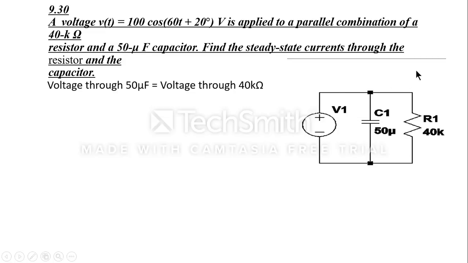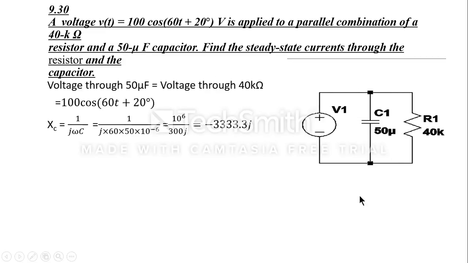Since it's a parallel combination circuit, the voltage across the capacitor and the resistor is going to be equal to the voltage source, which is equal to 100 cos(60t + 20 degrees), which can also be written in polar form as 100 with a phasor angle of 20 degrees.